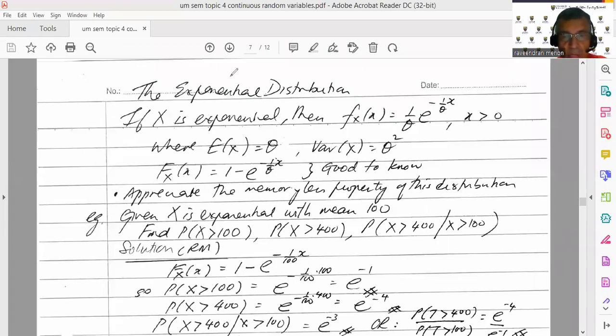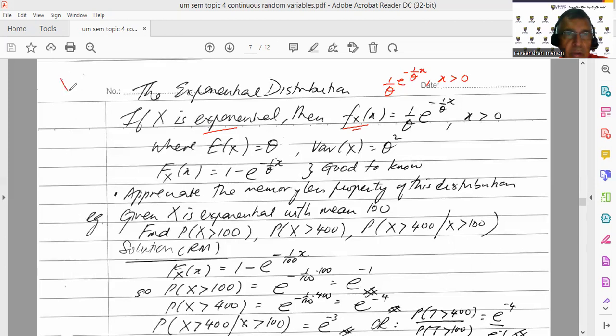Next, let's talk about the exponential distribution, another very powerful distribution. If x is an exponential random variable, then the density function is given by 1 over theta e to the power of minus 1 over theta x for values of x bigger than 0. So that is the density function, the PDF of x.